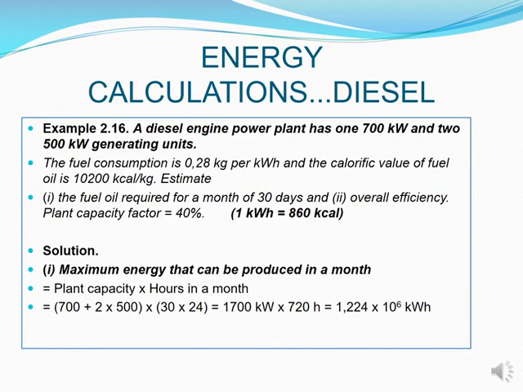We're now running a bit out of time on the lesson, but anyway, we're going to do example 2.16, where we have a diesel engine that has a power of 700 kilowatts and two other engines of 500 kilowatts each. You have your fuel consumption at 0.28 kg per kilowatt hour, and the CV of your fuel being 10,200 kilocalories per kg. They want you to estimate the fuel oil required for a month of 30 days and your overall efficiency. Plant capacity factor is equal to 40%.